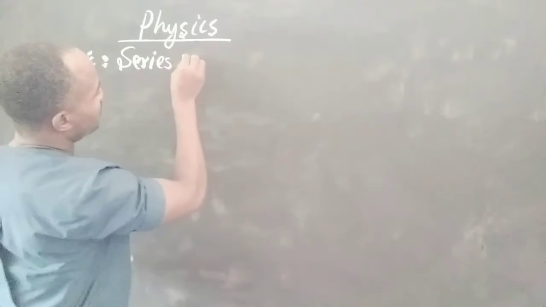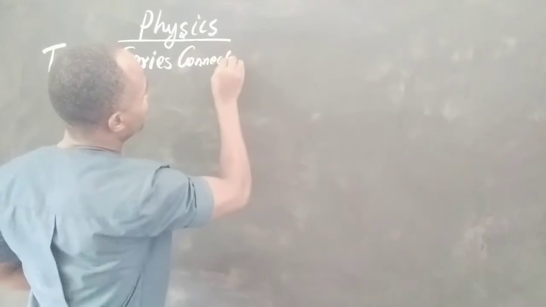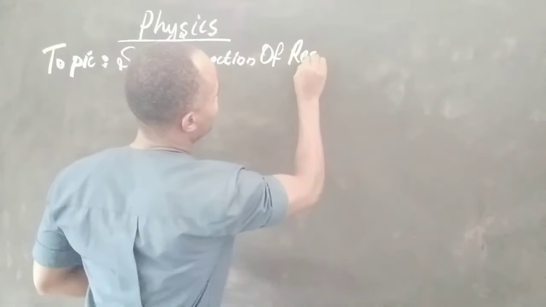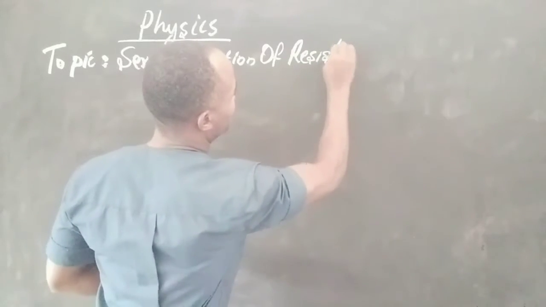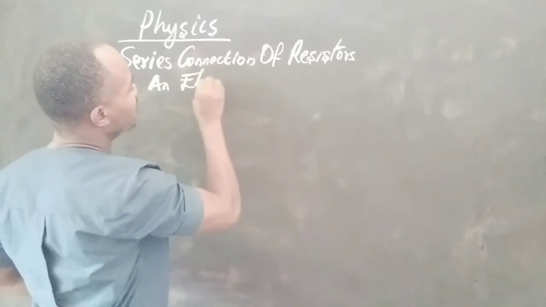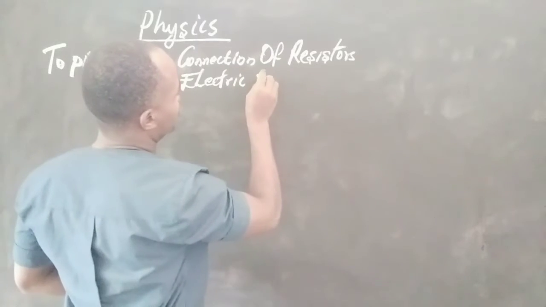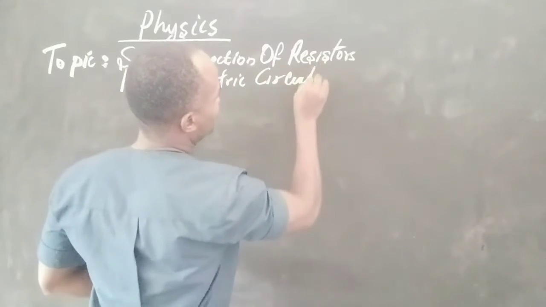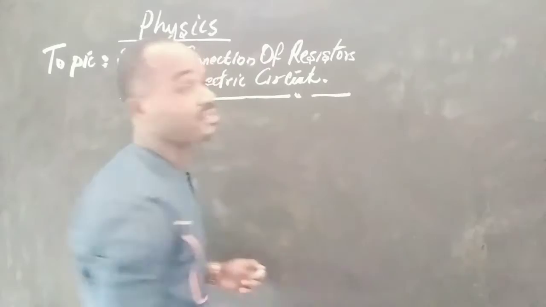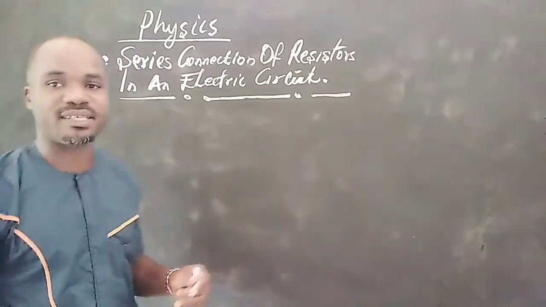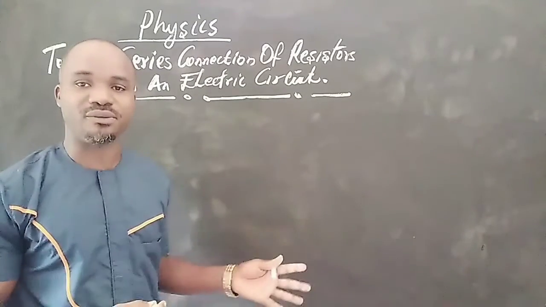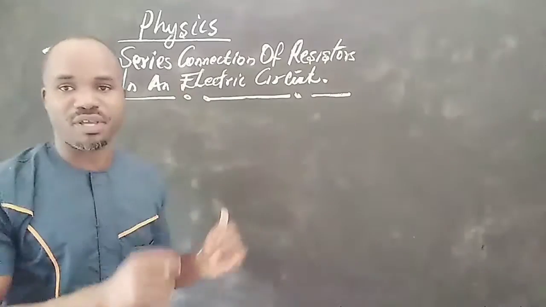series connection of resistors in an electric circuit, okay? An electric circuit. Circuit arrangement of resistors in an electric circuit. What it means is how a number of resistors can be arranged in an electric circuit using this series method, okay?